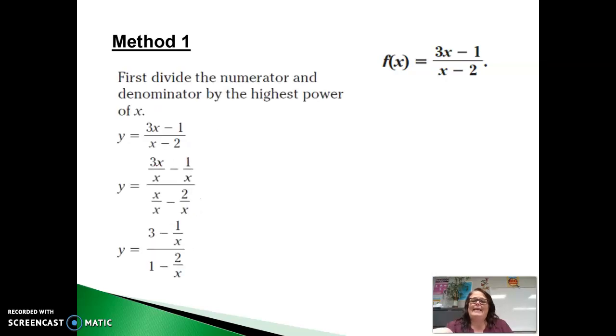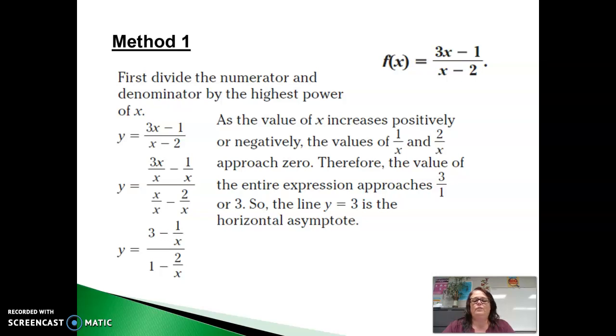You could take this function and divide everything in the numerator and denominator by x. So 3x over x, 1 over x, and 2 over x. So you've multiplied by 1 over x over 1 over x. Then if you simplify, you get 3 minus 1 over x and 1 minus 2 over x. And so the question is, as x goes to infinity, what is happening to this fraction? As x goes to infinity, the 1 over x becomes 0, and the 2 over x becomes 0, and you're just left with the ratio of 3 over 1. So we have a horizontal asymptote at y equals 3.